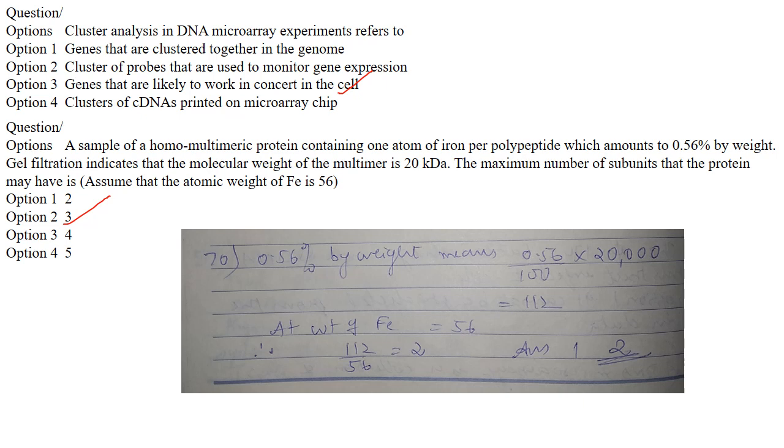Then next one. A sample of a homomultimeric protein containing one atom of iron per polypeptide, which amounts to 0.56% by weight. Gel filtration indicates that the molecular weight of the multimer is 20 kDa. The maximum number of subunits that the protein may have, assuming that the atomic weight of iron is 56. So 0.56% by weight means 0.56 by 100 times 20,000, which is 112. The atomic weight of iron is given as 56. So 112 divided by 56 is equal to 2. Answer is option 3.